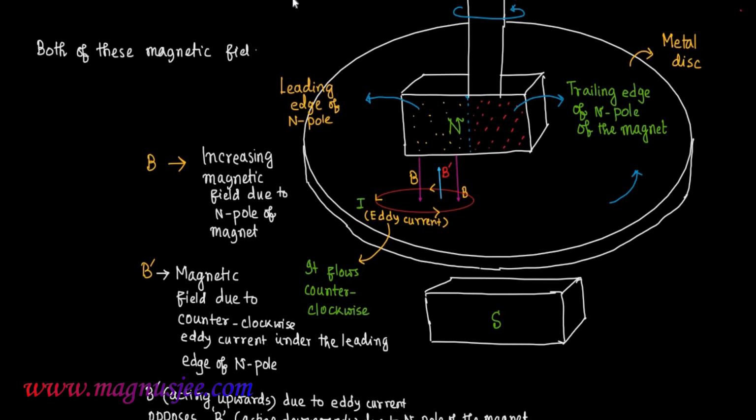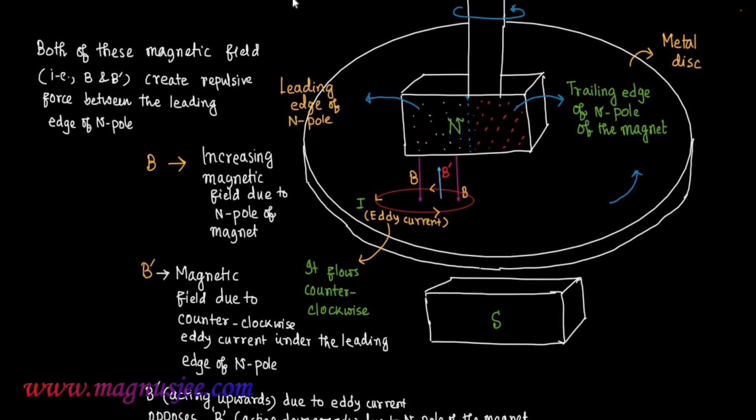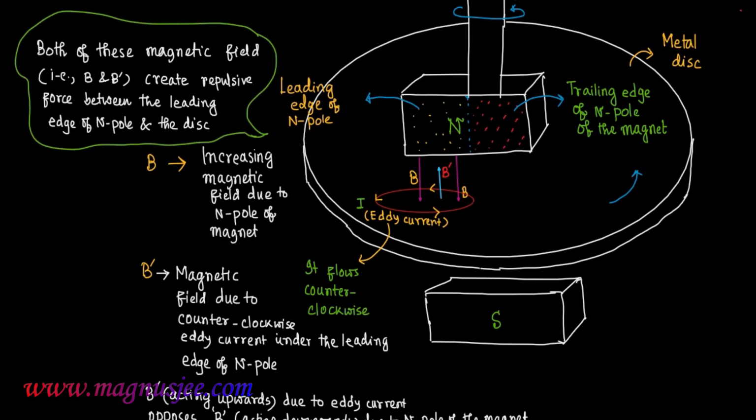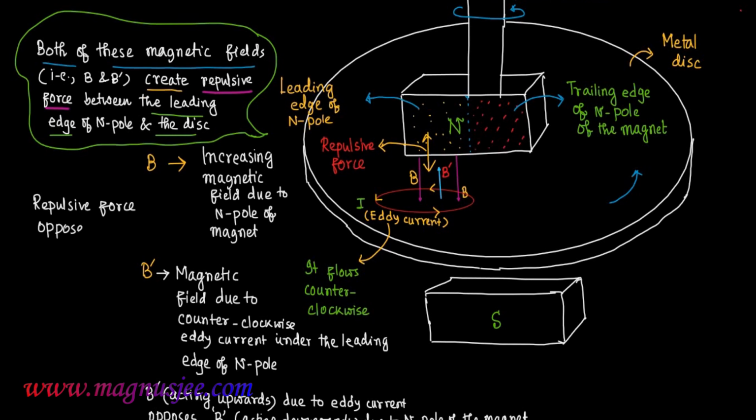Both of these magnetic fields, that is B and B prime, create a repulsive force between the leading edge of the north pole and the disk.